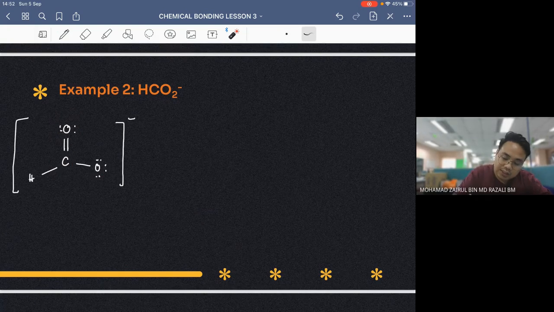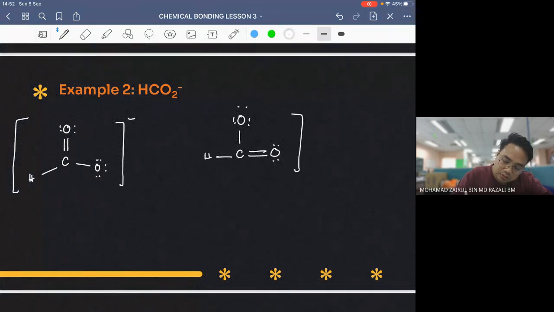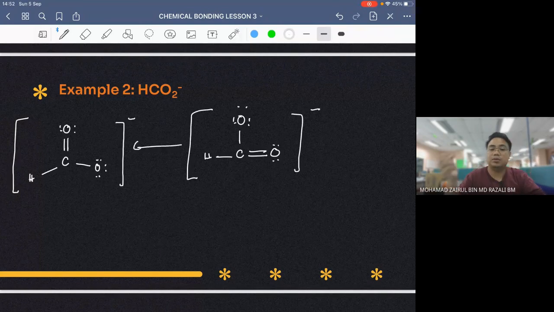Okay, so kita lukis lagi satu dia punya Lewis structure. So, sekarang ni double bond dia ada dekat oksigen yang tepi. So, kita lukis kita punya bracket. So, ini hanyalah possible Lewis structure. So, ini kita panggil resonance structure untuk HCO2 minus adalah macam ni. Sebab apa tak boleh double bond kat hidrogen? Sebab hidrogen hanya boleh duplex.